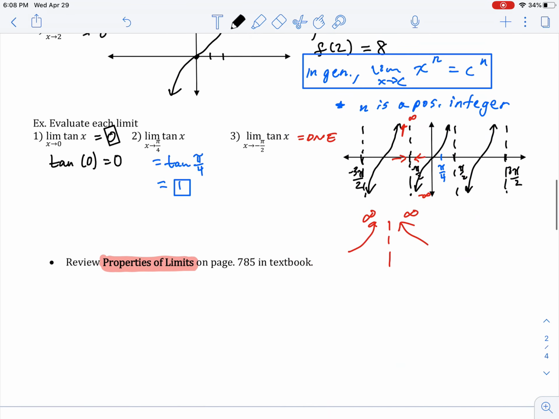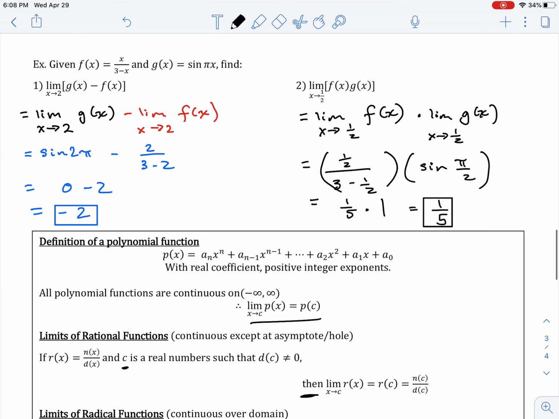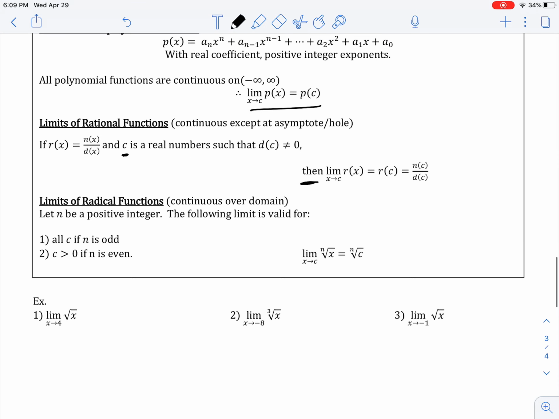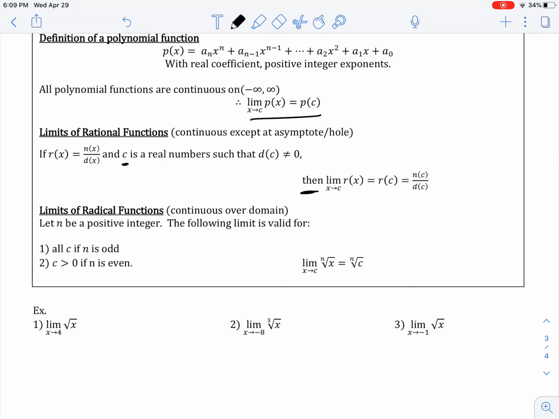And again, you'll cover that much more in this course and in the next calculus course. But for now, just know that as long as your c value isn't what's causing your denominator to be equal to 0, then you can do direct substitution. Now, what about for radical functions? It really depends. If your index is going to be odd, then it's fair game. You can just do direct substitution.